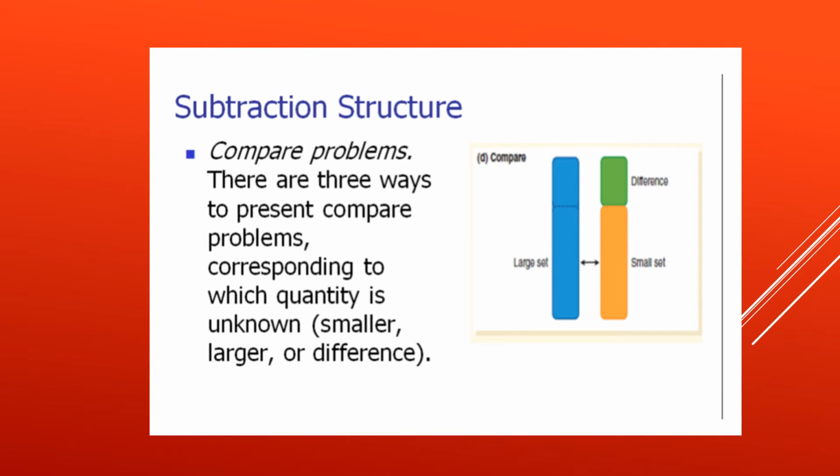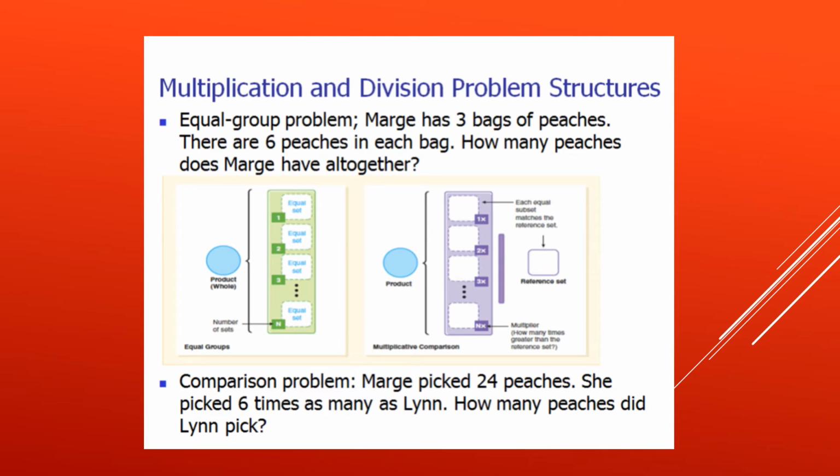Now we go on to the actual subtraction structure, which is basically comparison problems. And there are 3 ways to represent them. So we look at which quantity is unknown: either the smaller number, the larger number, or the difference. If the difference is unknown, we could still stick with George and Sandra here. George has 12 pennies, Sandra has 8 pennies. How many more pennies does George have than Sandra? Or how many fewer pennies, we could say. So that is a way to describe the subtraction structure.